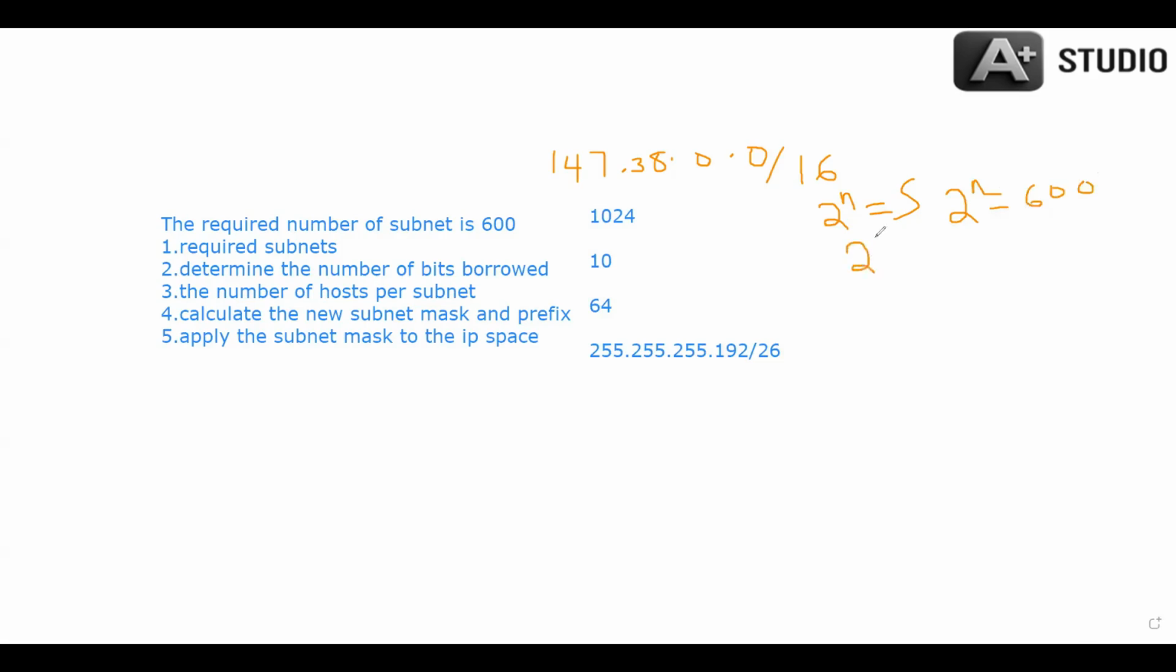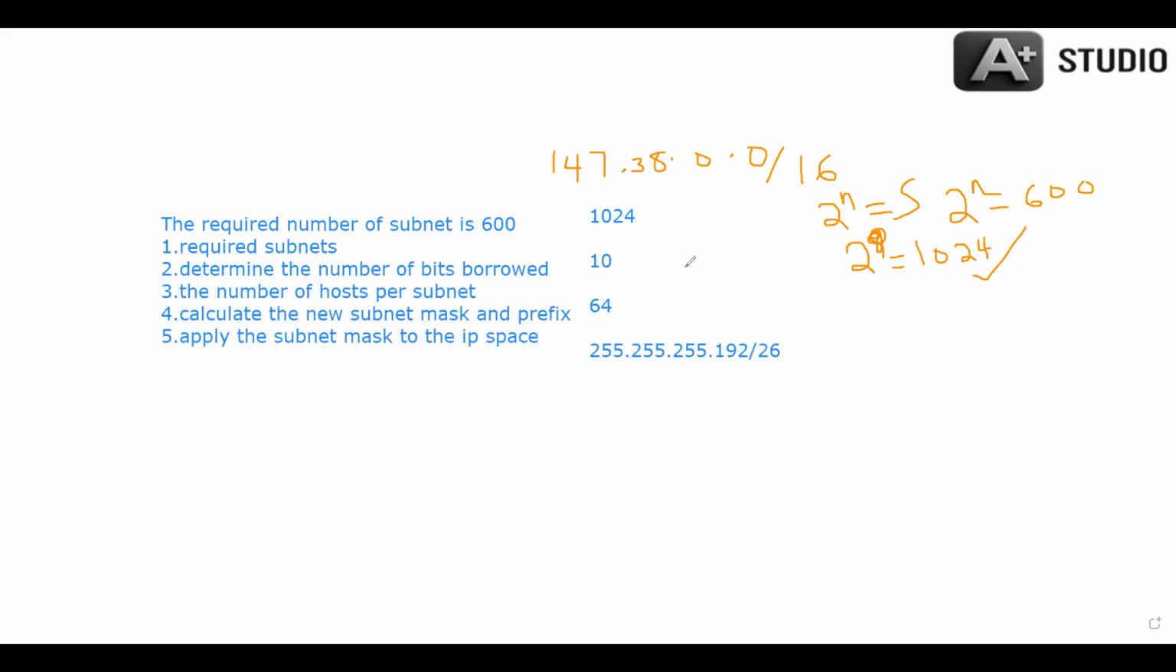So 600. Let's borrow 8 bits. Can anybody do this for us? 2 to the power 8 is giving us what? 256. And what about 9? 512. What about 10? 1024. So it means she was right. Absolutely correct. Excellent.